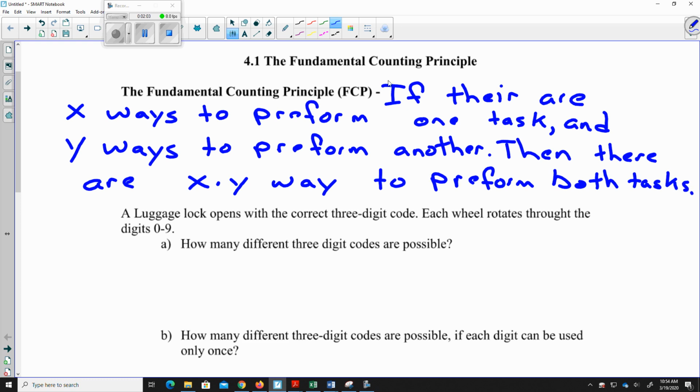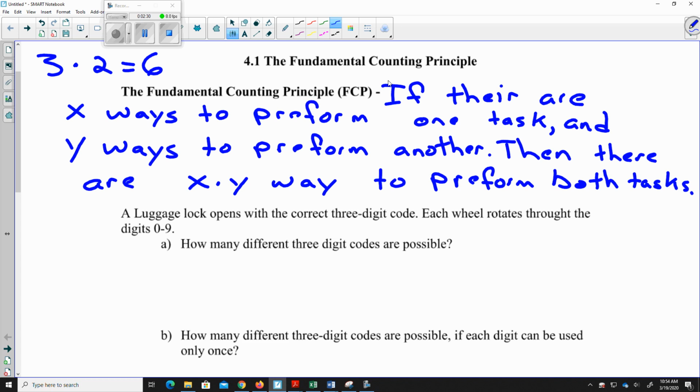Tasks. Okay? So, what this actually means is, let's say you have a number of ways to perform one thing. Like, let's say you have 3 shirts to choose from to wear today. All right? And you have 2 pairs of pants. So what that means is you have 3 times 2, 6 different possible outfits that you can make. And that's what this is saying. And this is really important.